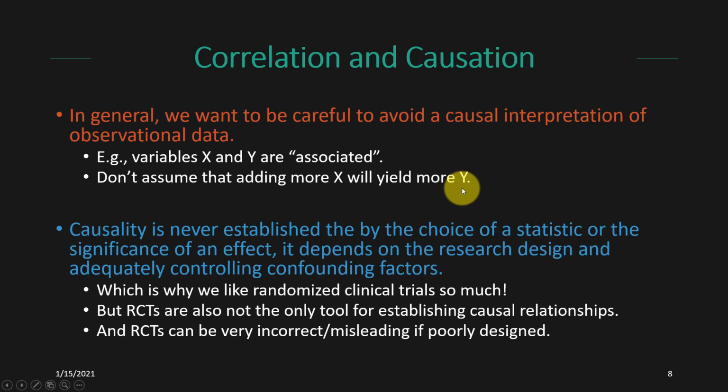However, we also have to remember that causality is not established by the choice of the statistic or the significance of an effect. It depends on the research design and adequately controlling for confounding factors. This is why we like randomized controlled trials so much, because good randomization in big samples is really helpful for balancing groups on the potentially confounding variables that we haven't accounted for. But RCTs are not the only tool for establishing causal relationships.